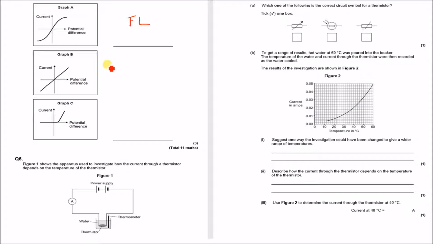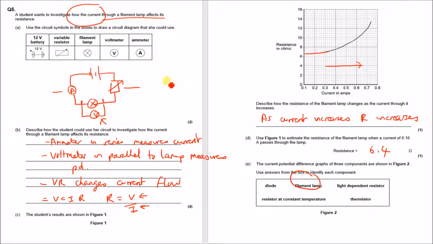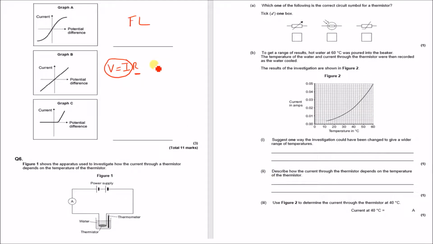So when we get V equals IR, is a relationship that is directly proportional like this when resistance is constant. So if this doesn't change, then by changing the voltage, you get a consistent relationship with current. That will only happen if the resistance is the same, and you only get that at constant temperature. So that is a resistor at constant temp.